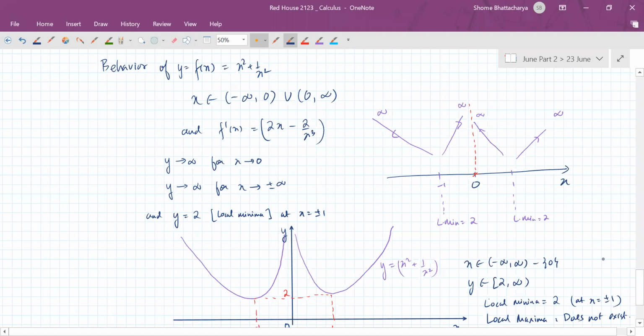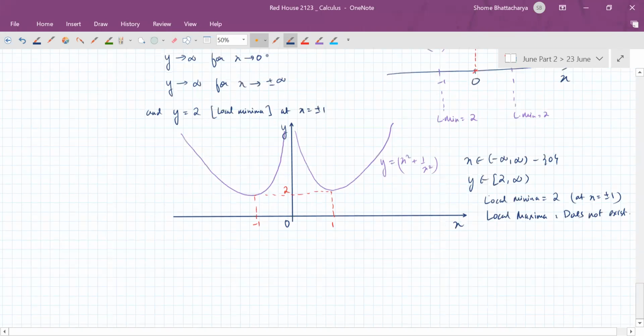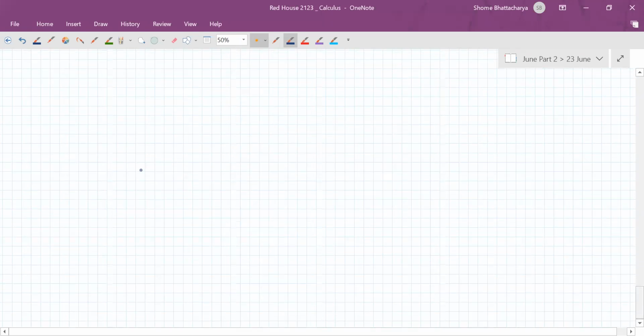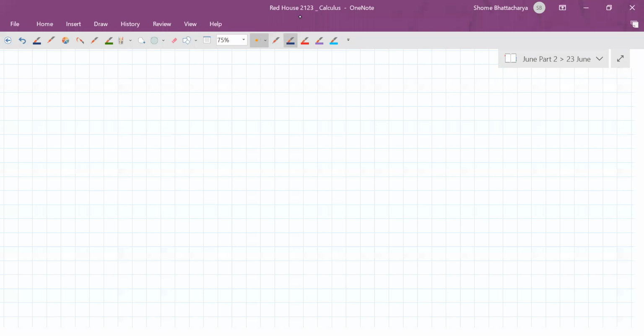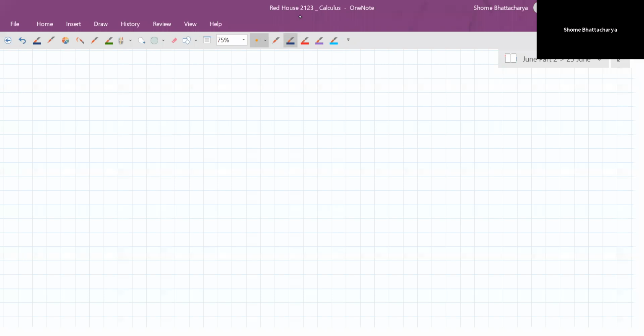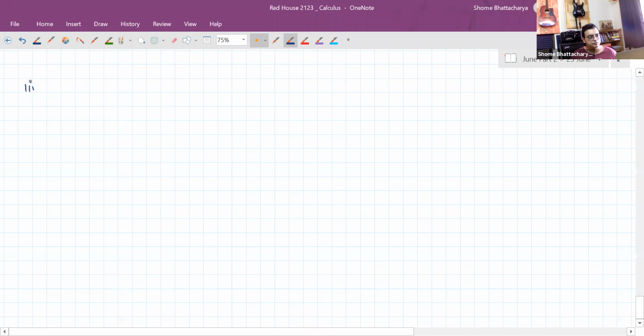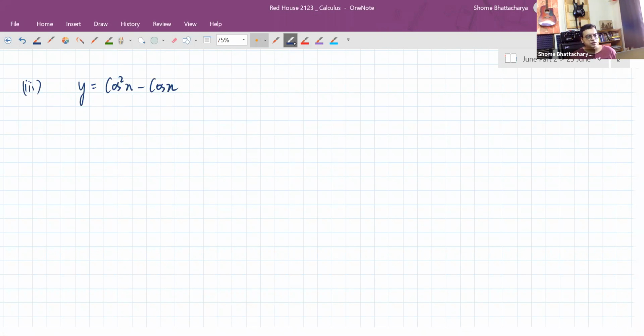Okay, let's move on to another part of this. The third part of this question is also a little bit tricky, so let's discuss that. It's not really tricky. What I'd say is that the steps are lengthy in this. So anyway, we want to find local maxima and minima.